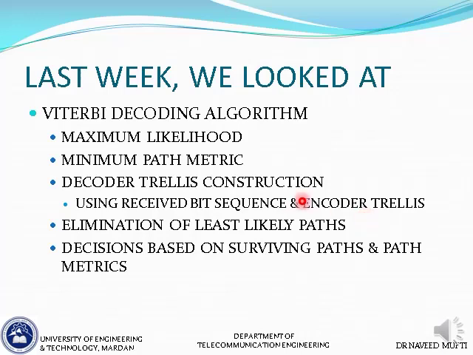Okay. So once you have drawn the decoder trellis, then the next step is the elimination of least likely paths. So when we start comparing the path metrics, the paths with a greater value of path metric are eliminated for every node or every state, and the surviving paths are retained, and then the decisions for decoding or demodulation are based on the surviving paths and their path metrics.